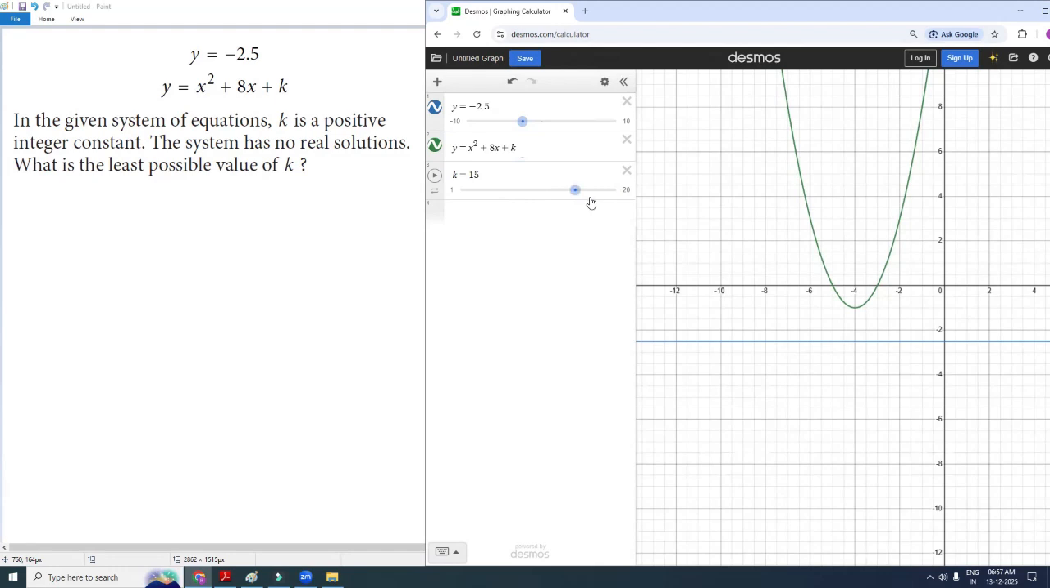So when I take k equals 14 or any positive integer greater than 14, the two graphs do not intersect and the given system has no real solution. So the least positive integer value of k is 14, for which the system has no real solution.